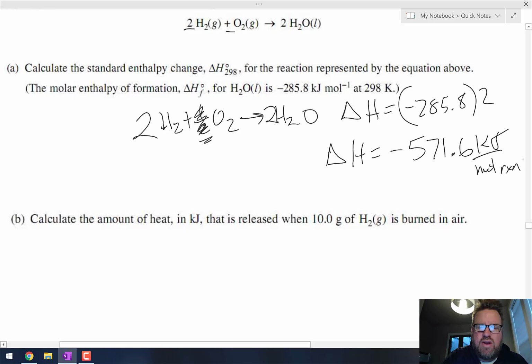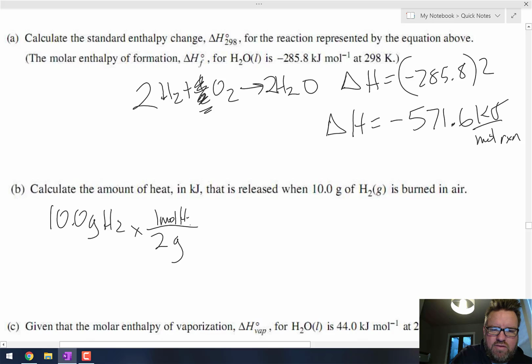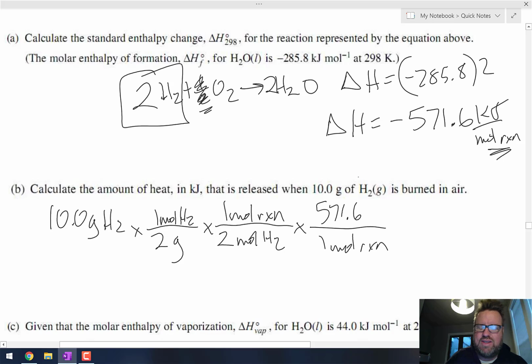Okay, calculate the amount of heat in kilojoules that's released when 10 grams of hydrogen is burned in air. So we're going to start with our 10 grams of H2, and then we're going to say there's 2 grams in 1 mole of H2. Now use the balanced equation. We're going to go from moles of hydrogen to moles of the reaction. So we're going to say 2 moles of H2 right here are used for every 1 mole of the reaction, and then 1 mole of reaction is 571.6. Again, don't worry about the negative in there. We'll get that here in just a second.